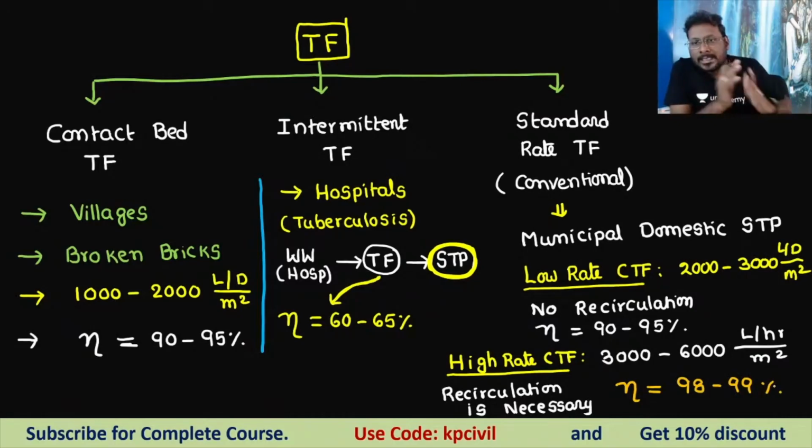Clear? Again I am repeating. Standard rate trickling filter, low rate and high rate. Low rate 2000 to 3000 liter per day per meter square. Recirculation not carried out, only one-time trickling filtration is done, achieving efficiency 90 to 95%. Because trickling filtration is going very slowly, recirculation is unnecessary. High rate conventional trickling filter, 3000 to 6000 liter per hour per meter square, fast rate of trickling filtration, so recirculation is mandatory, with efficiency 98 to 99%.